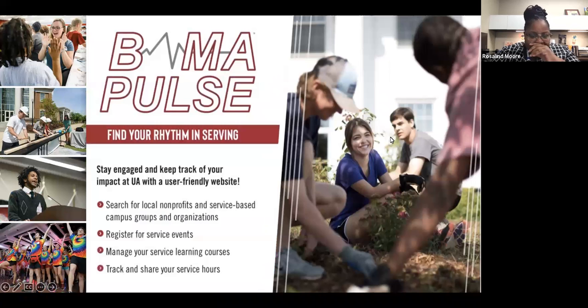And then lastly, we do have service initiatives that students can find through our Bama Pulse system. Every UA student has a Bama Pulse account, and this is a system where they can both find ways to serve our UA community locally that have been vetted and that are well organized, or they can register for different service events that are happening and find ways to connect like that. And so that's another great way to help your student find some ways to connect.